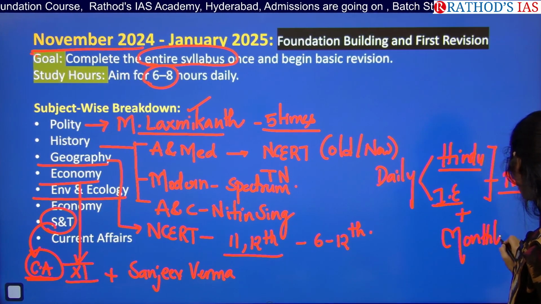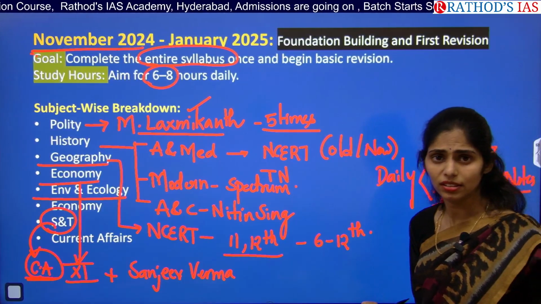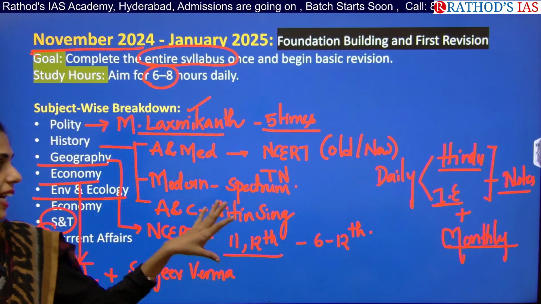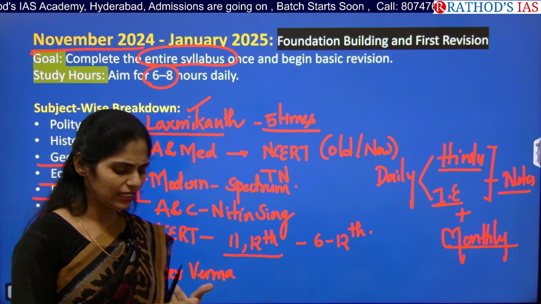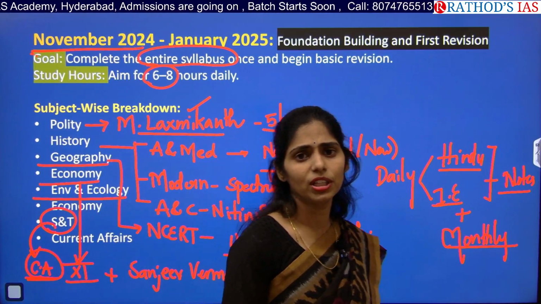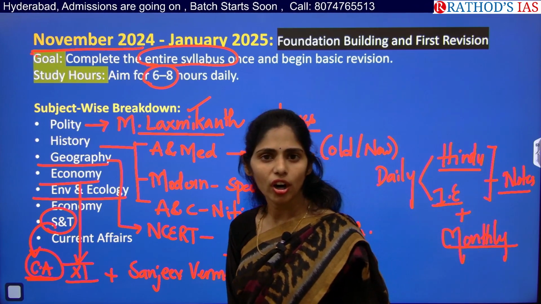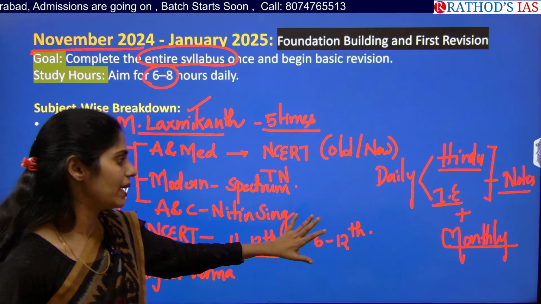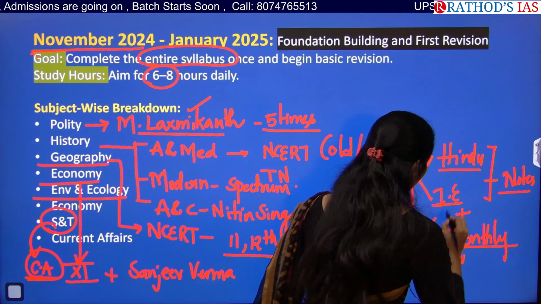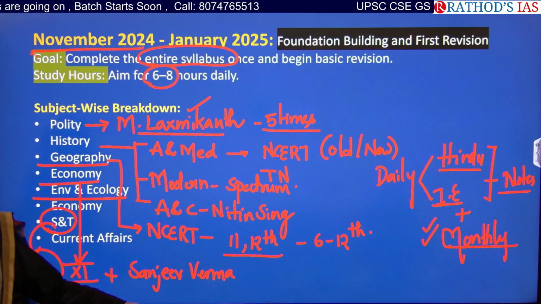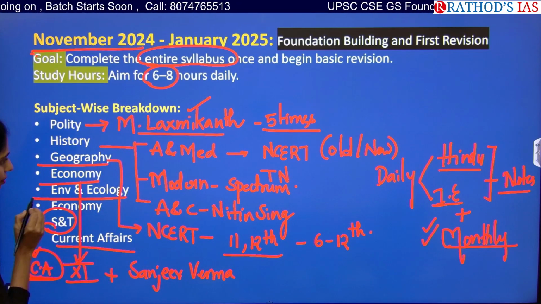We at Rathod, we are also providing a monthly magazine. Try to follow one monthly magazine, because the other sources of current affairs, Indian Express apart from The Hindu, and you have to follow Down to Earth, PIB, All India Radio. If you are following any one monthly magazine, that will be easily covered. So follow even one monthly magazine for covering your current affairs.